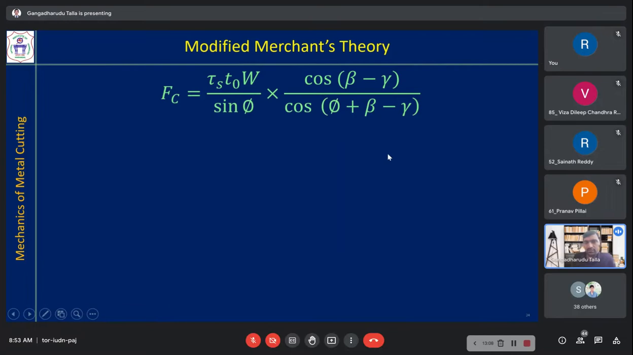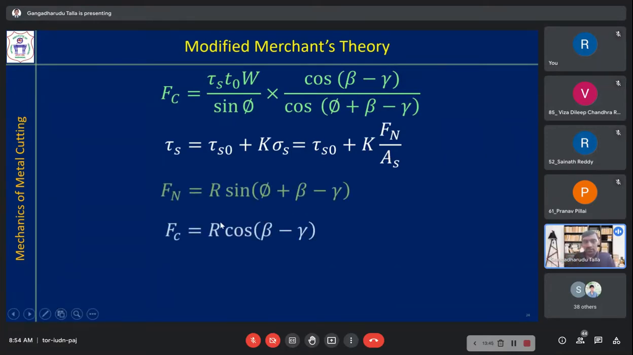Now what is the modification? Tau s is changing. Tau s is equal to tau s0 plus K into sigma s. Now it can be further written as tau s0 plus K into what is sigma s? Sigma s is the normal force acting on the shear plane. What is the force acting? Fn. Fn is the force acting normally on the shear plane. What is the area? As. So Fn by As is nothing but sigma s.